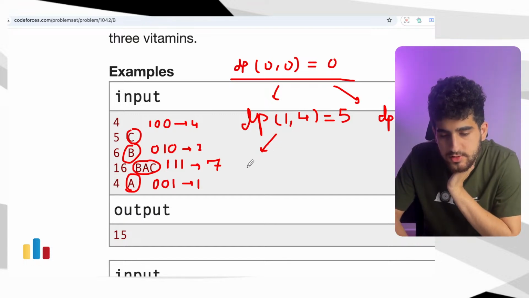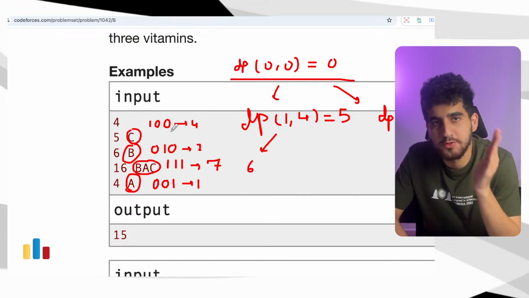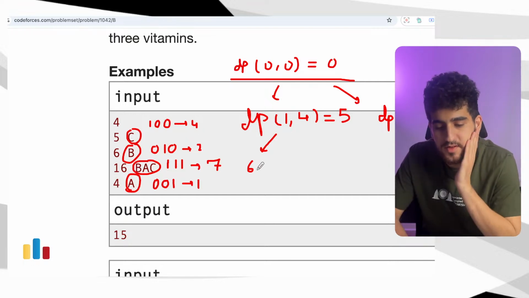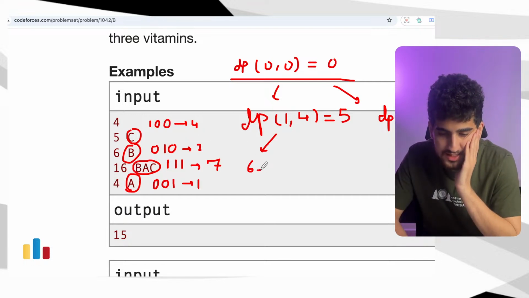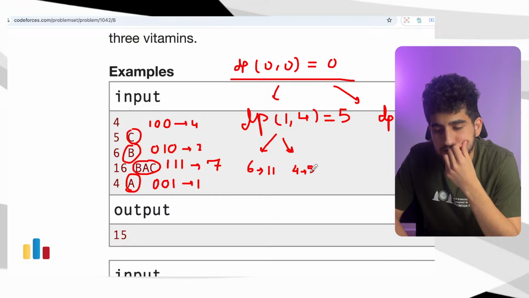So you can either go to DP of 1 and 6, which is 4 plus 2. I mean, it means that we have those two bits, bits with value 4 and bits with value 2. And this cost equals 5 plus 6, which is 11. Or we will ignore this one and we get to DP of, again, mask 4 and its cost is still 5.